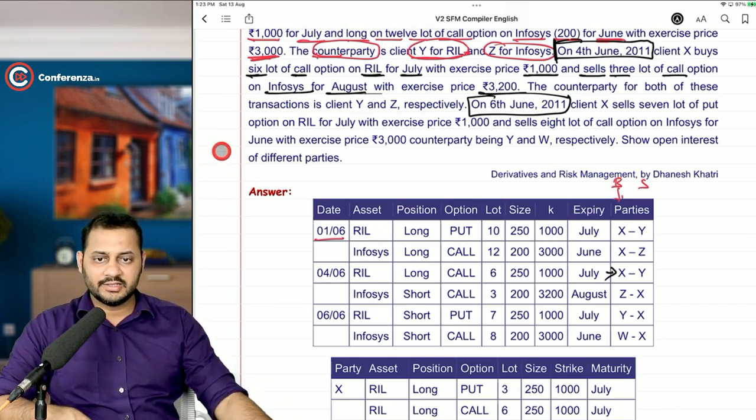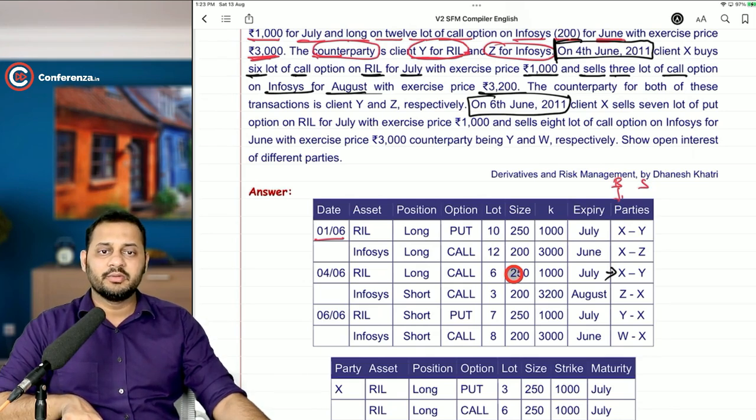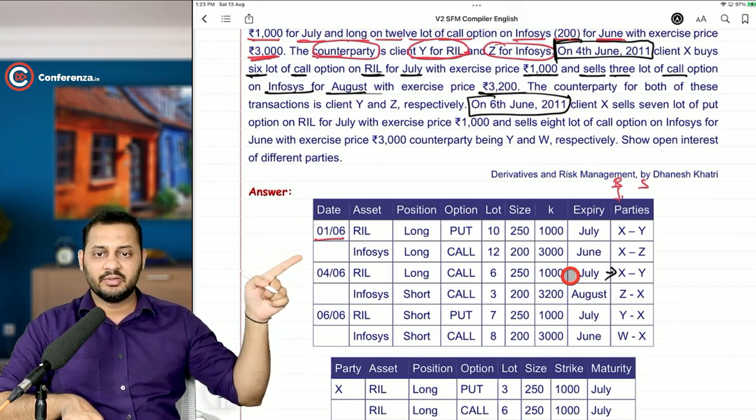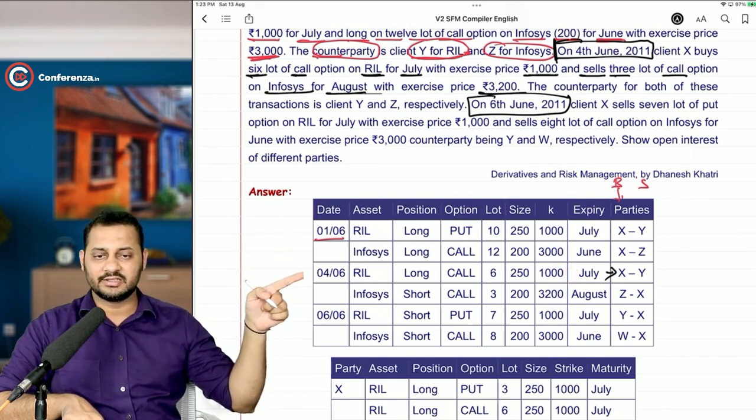So first of all, Reliance Industries Limited. See, 4th June, Reliance Industries Limited, we took a long position on call option for 6 lot. 250 is the size. The size is not given there, but we will take the same as it was given in the previous part. And 1000 is the price, but it is expiring in July. So you can clearly see that this was the put option with the same data, but this is a call option on Reliance Industries Limited. So both the options are different.